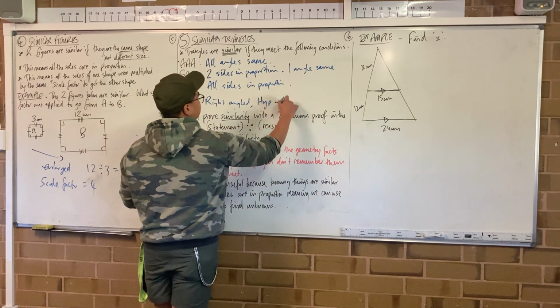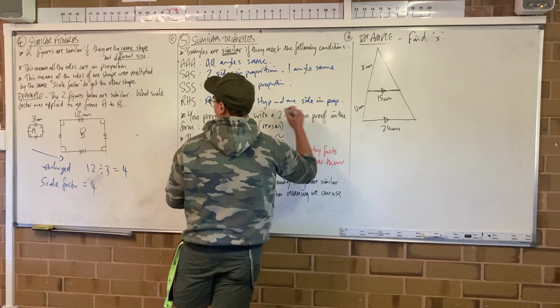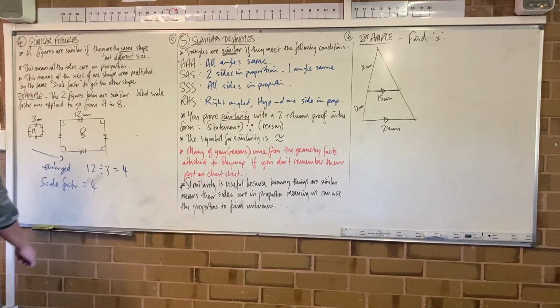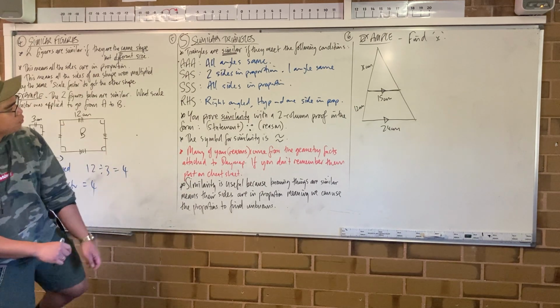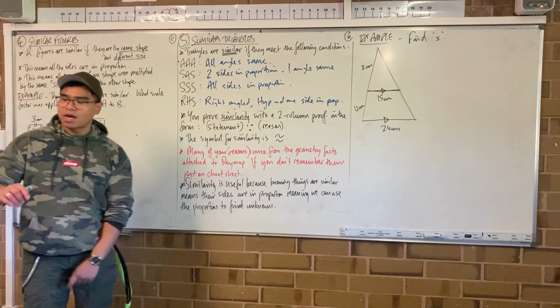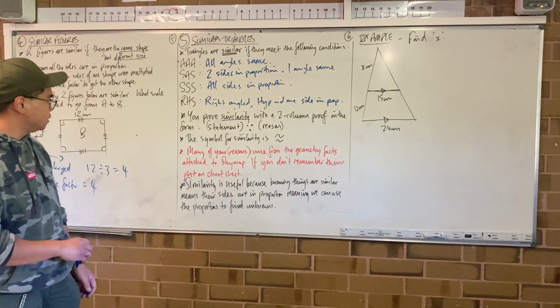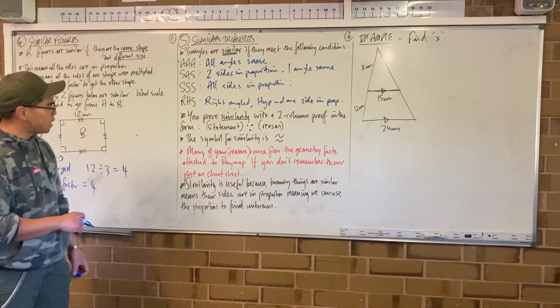Hypotenuse and one side in proportion. These are very similar notes to the congruence one. You prove similarity with a 2-column proof. The symbol for similarity is an equal sign but wiggly, 2 tildes. Many of the reasons come from the geometry facts attached to day map.